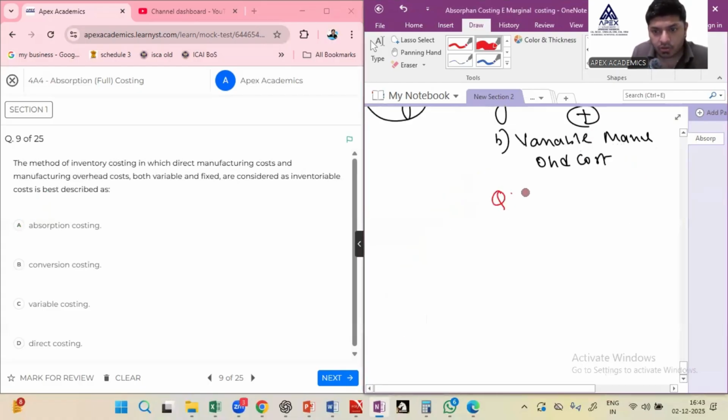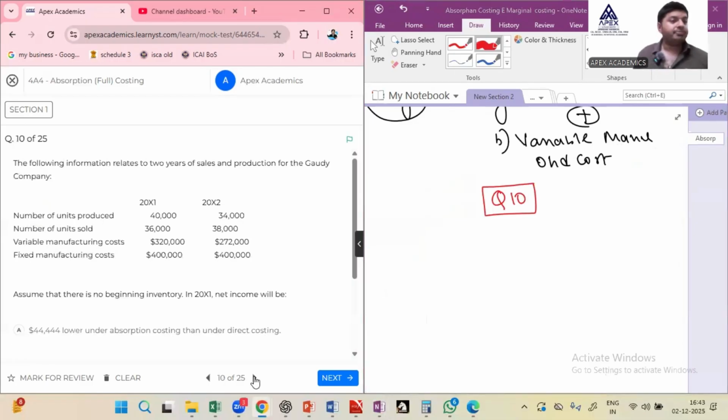Now we move over to question number 10. Let's take a look at question number 10. Interesting question. The following information relates to 2 years of sales and production for the Gaudi company. For 2001, they have given us number of units produced, number of units sold. The variable manufacturing cost is given, the fixed manufacturing cost is given. For 2002, they have given us the number of units produced and the number of units sold. Assuming that there is no beginning inventory, means opening stock is zero in 2001, the net income will be lower under absorption costing than under direct costing.